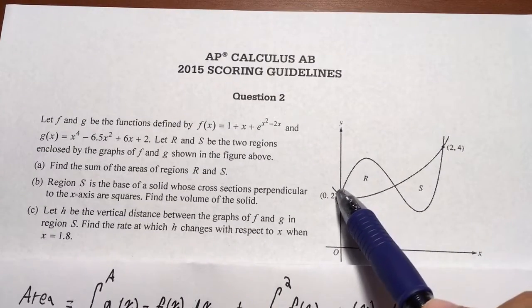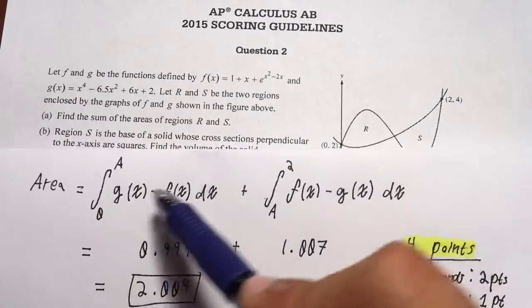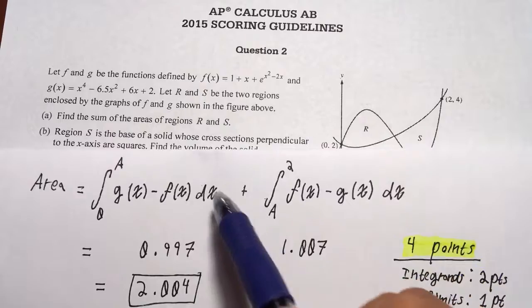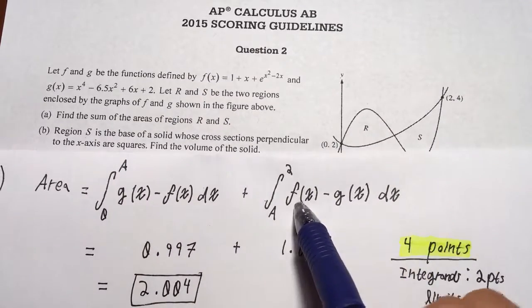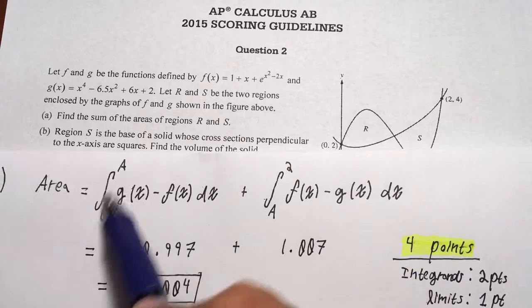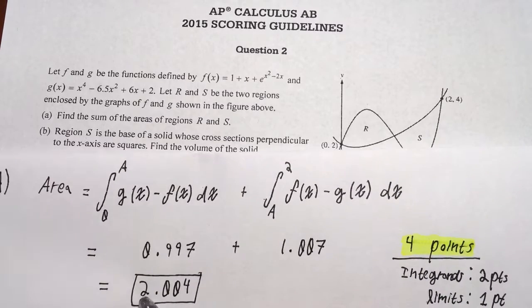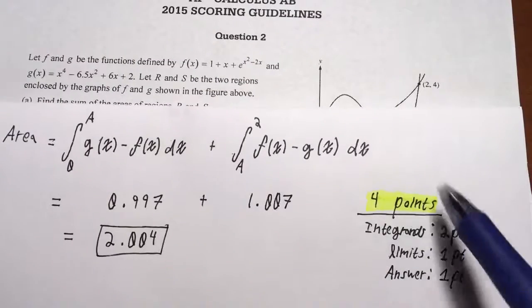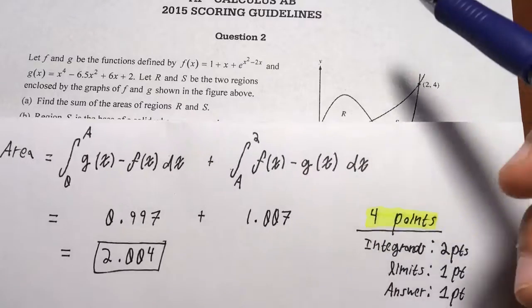So from x is equal to 0 to x is equal to that a intersection, I'm going to be subtracting g of x minus f of x. And then I'm going to add, where I left off, a to 2, f of x minus g of x, so kind of the reverse. You compute this, let your calculator do the work, and you get your answer to be about 2.004.